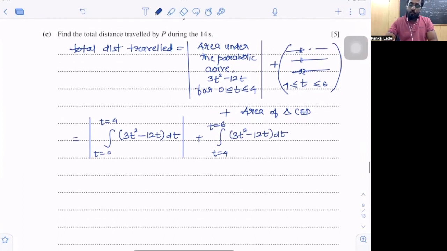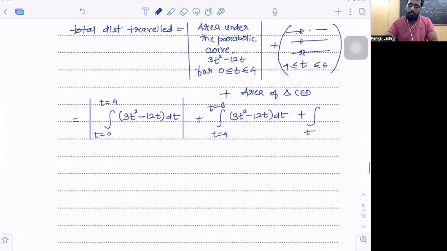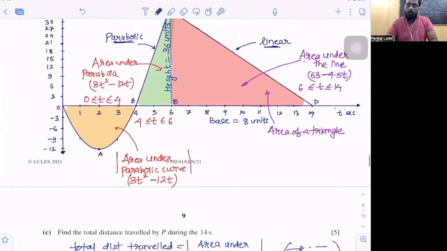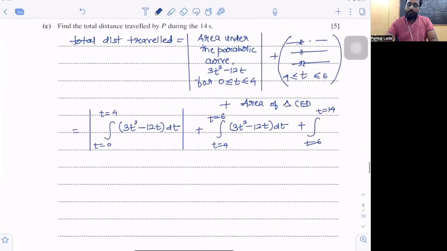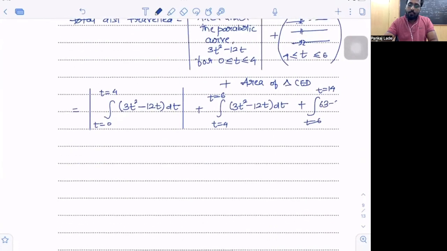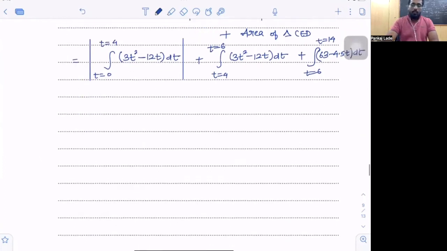And finally, if you want, you can integrate, you can cross check this for yourself. Okay, I'm not going to do this. This is t equal to 6 to t equal to 14, and your equation was 63 minus 4.5t. You do the integration, 63 minus 4.5t, and you can cross check whether I'm correct or not. Okay, so that's a homework.